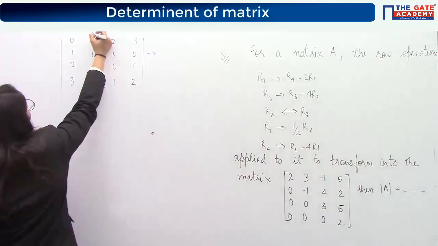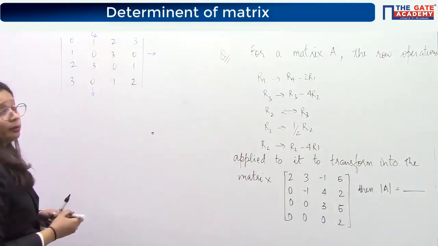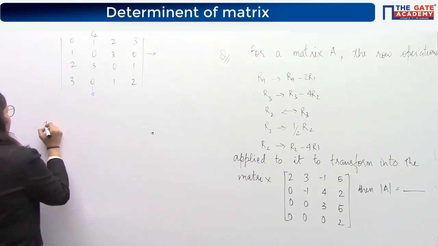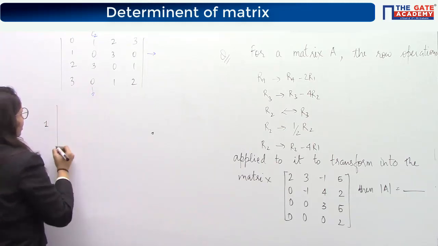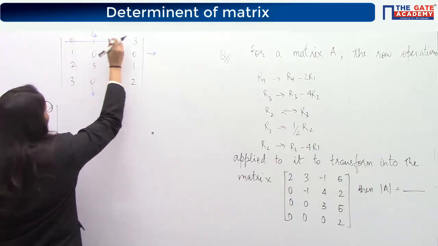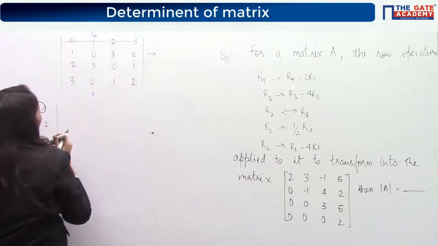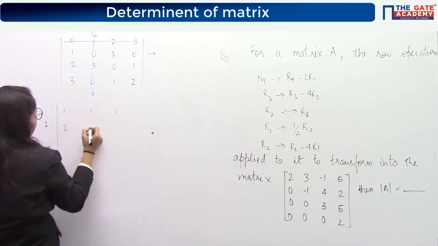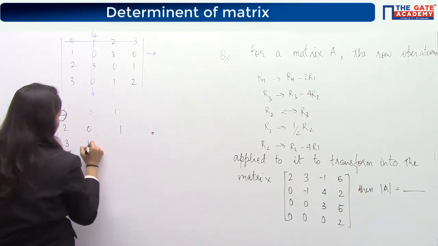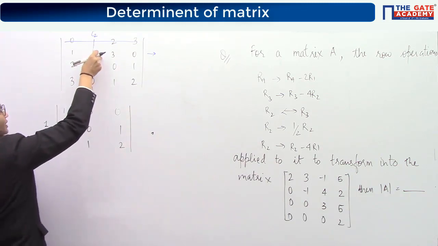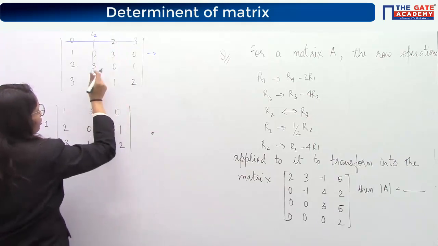So let's say I select column 2 and now if I expand, then what can I say? 1 into its cofactor. What is the cofactor of 1? Finding the cofactor, what will I do? I just remove the row and the column in which the element is present and take the rest of the determinant. So it will be 2, 0, 1, 3, 1, 2. Then if you multiply this element with its cofactor, obviously it will give you a 0.